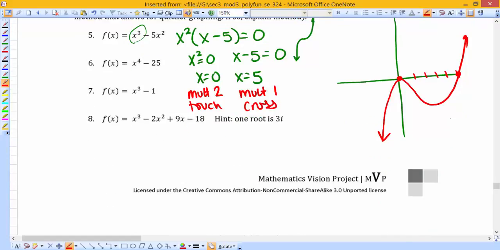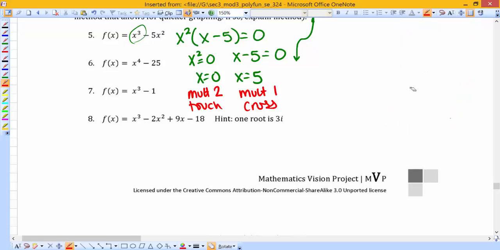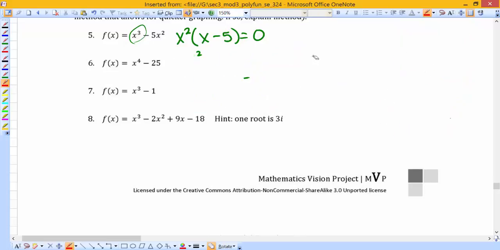I do want to help you with number 8 just a little bit. Okay, I want to help you there. Because this one's hard to factor because you got 4 terms. And we haven't gone over how to go through and factor this. But I'm going to go over this now. Even though I'm given a hint about a root, I can use what is called factor by grouping.